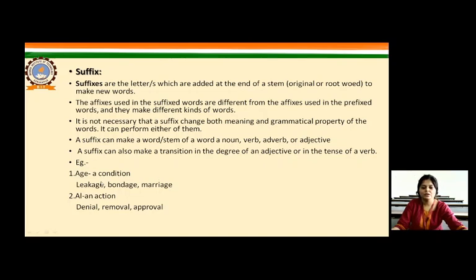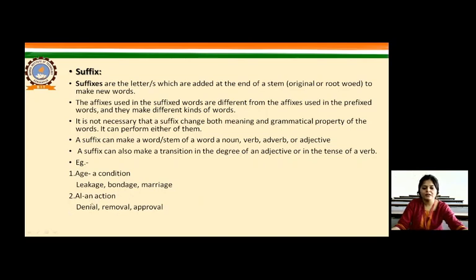Example, age. So age is a condition, like we have leakage, bondage, marriage. Suppose the root word was leak, L-E-A-K, which means oozing out or something coming out, a liquid perhaps, and then we have added the suffix age, that is a condition. So leak plus age gets the new word leakage.